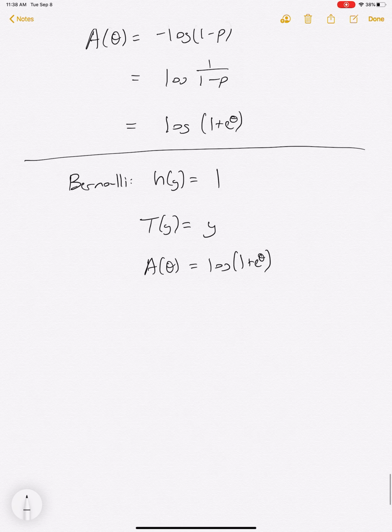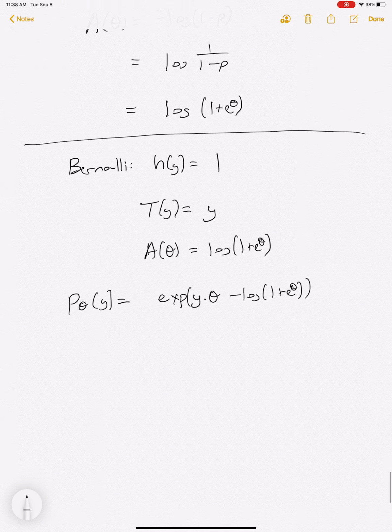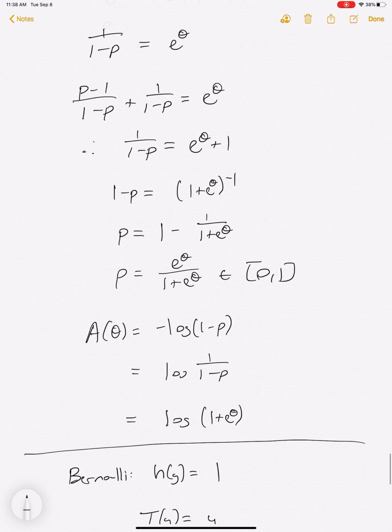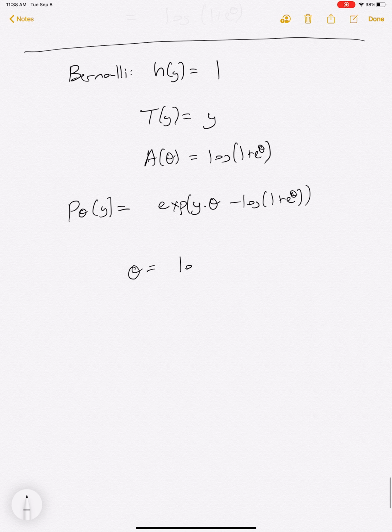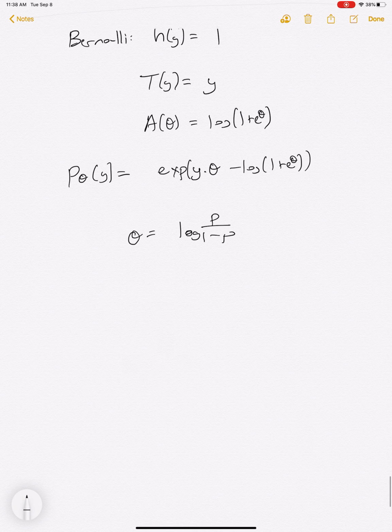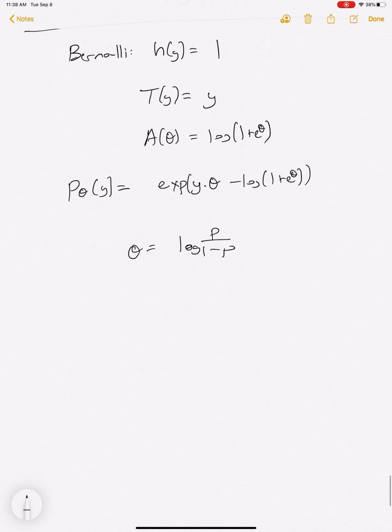Okay, and so we can rewrite the Bernoulli distribution as p theta of y equals exponential of y times theta minus log of 1 plus e to the theta, using this transformation that theta equals the log odds ratio, log of p over 1 minus p. Okay, and so this is pretty cool. This gives us a different way to write this distribution out.